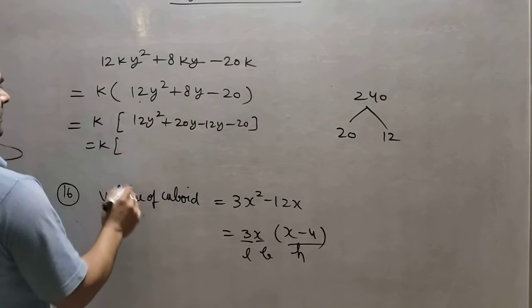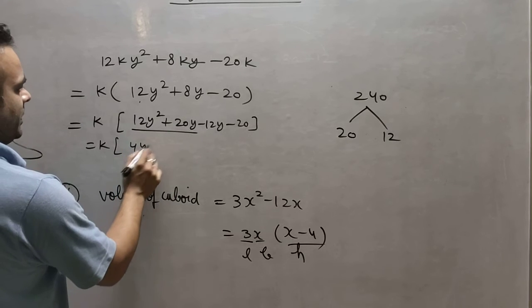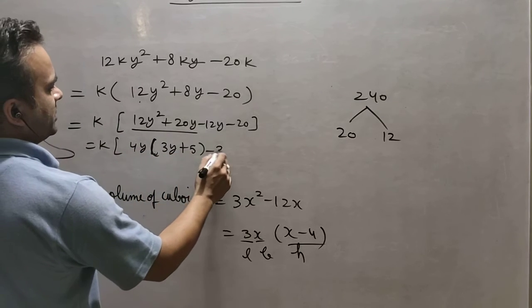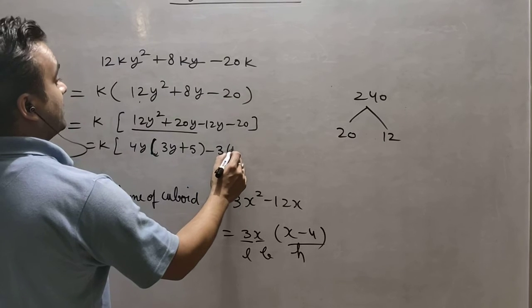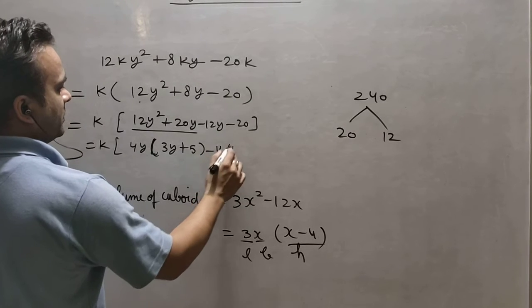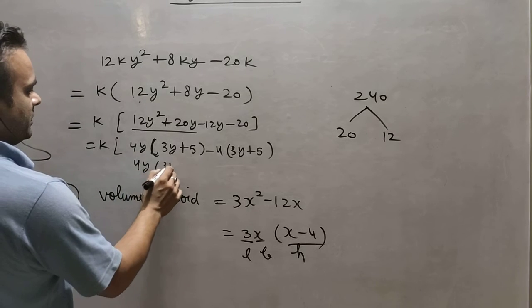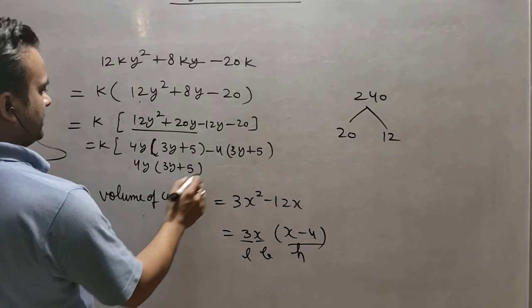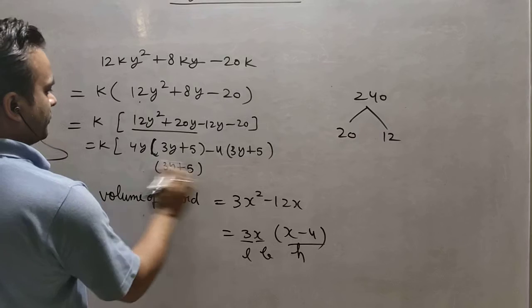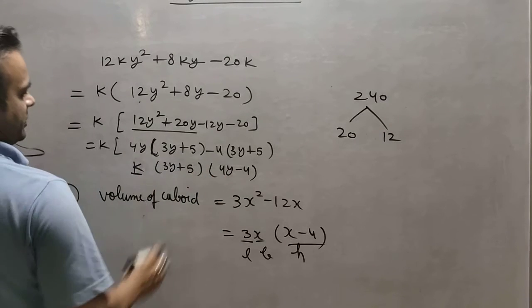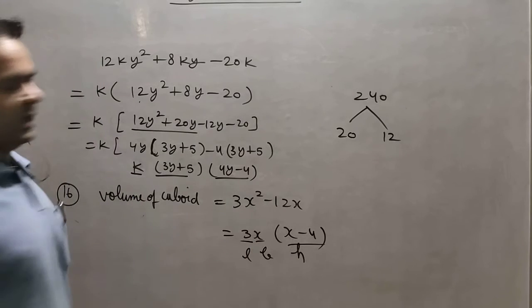So it is k. What is common? 4y. It is 3y plus 5 minus 3. Sorry, 4. 3y plus 5. So 4y, 3y plus 5, 4y minus 4. Sorry, 4y minus 4 and k. So this one will represent length, breadth and height.